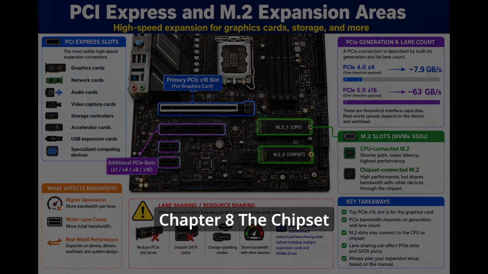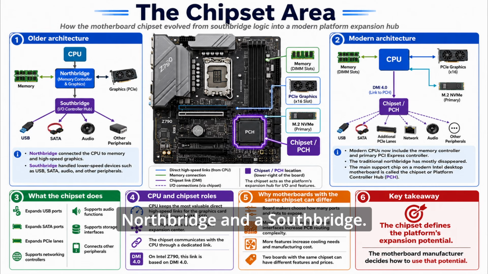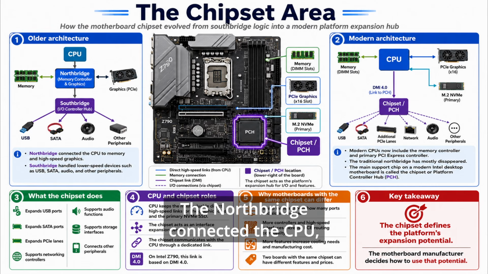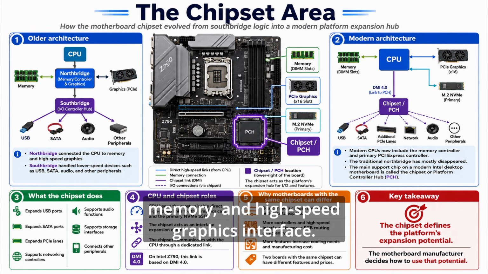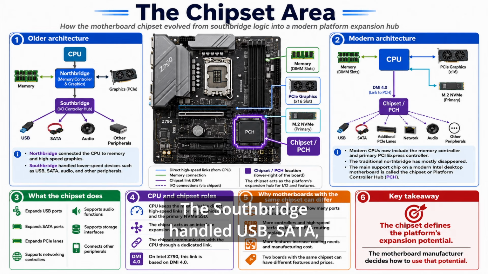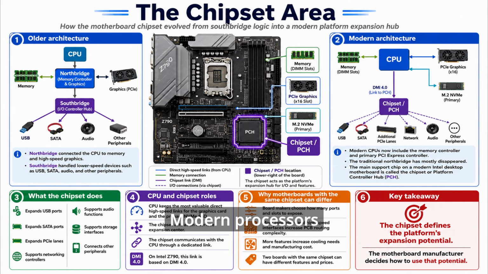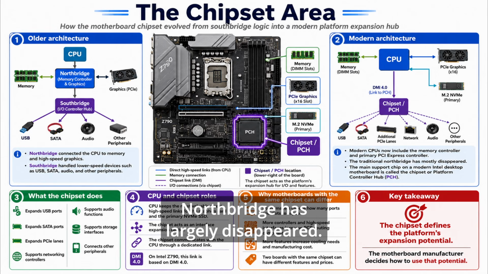Chapter 8. The chipset area. Older computers commonly used a north bridge and a south bridge. The north bridge connected the CPU, memory, and high-speed graphics interface. The south bridge handled USB, SATA, audio, and other lower-speed peripherals. Modern processors now include the memory controller and primary PCI Express controller. As a result, the traditional north bridge has largely disappeared.